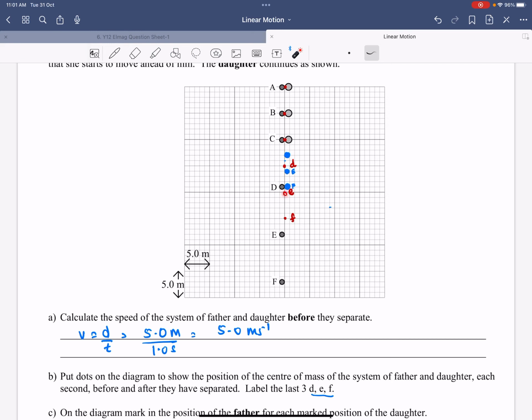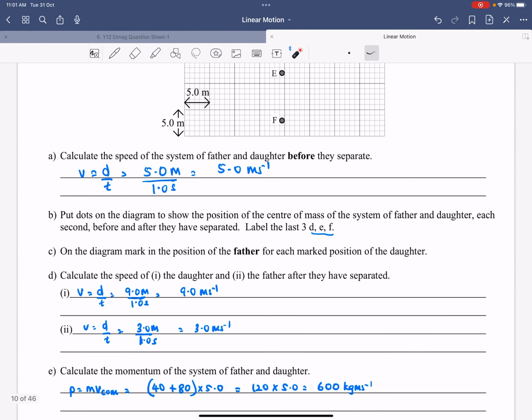And then E is the center of mass of the system 2 seconds after they parted. This is where the daughter is, so mass times that distance should be equal to the father's mass times that distance. And for F, the center of mass, the distance from the center of mass to where the daughter is is so much, so the father will be half that because he's twice the mass.